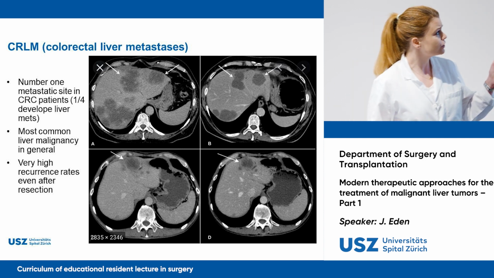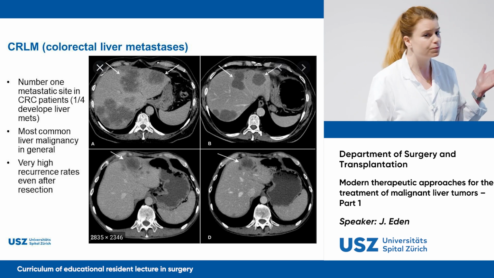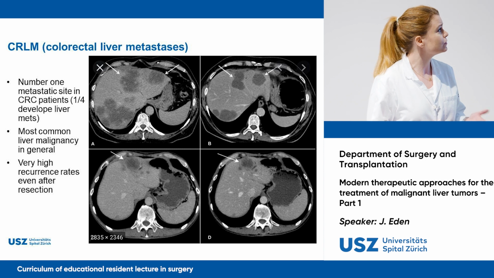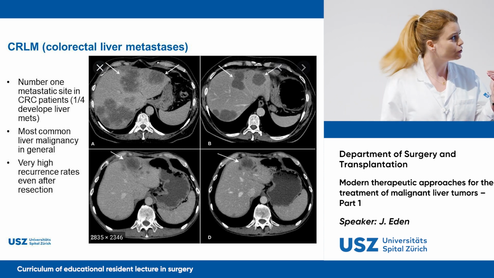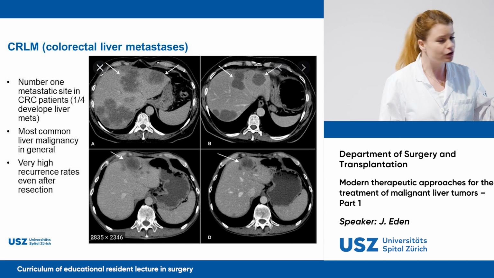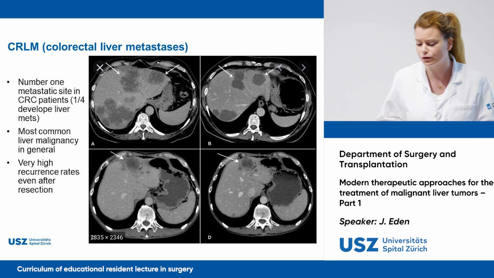A difference between all the other tumors we've talked about so far is that the lesions appear multiple, not singular. It doesn't mean that the other tumors I've talked about cannot have multiple lesions, but it's less common. And also, another main difference is that the liver itself is healthy, because there's usually no underlying liver disease, because the liver is not the primary.